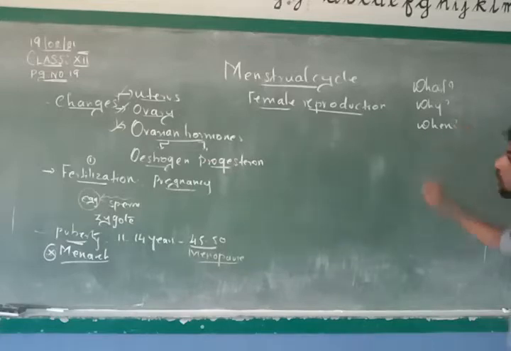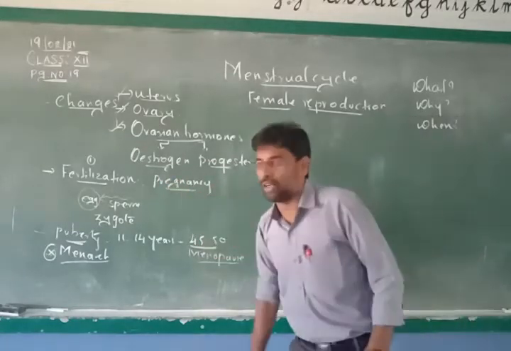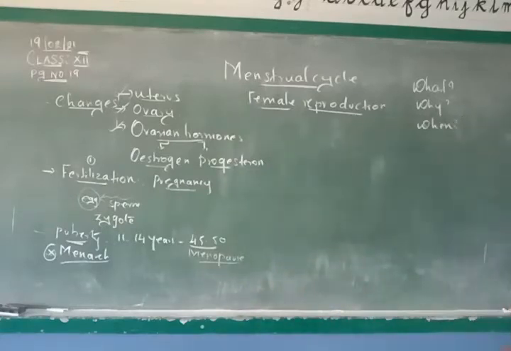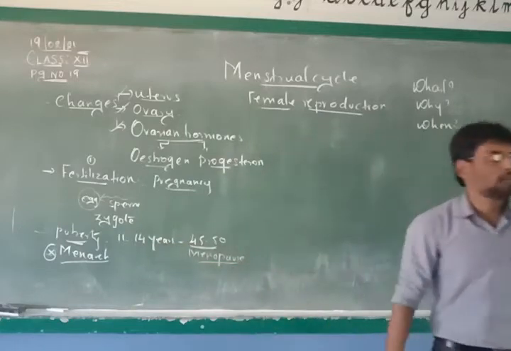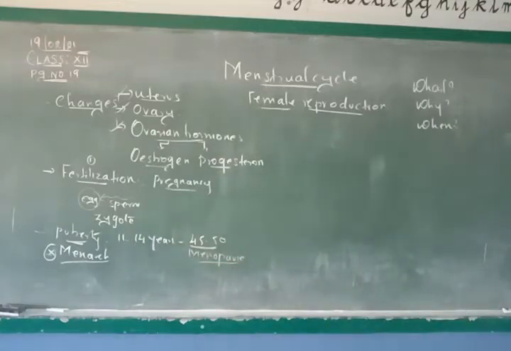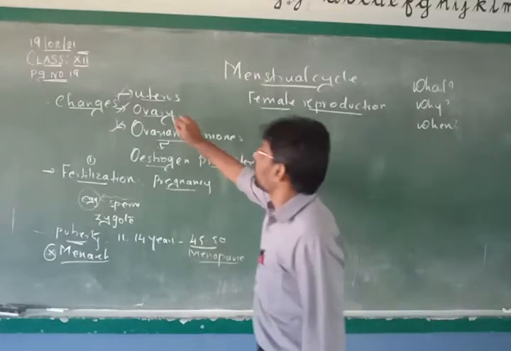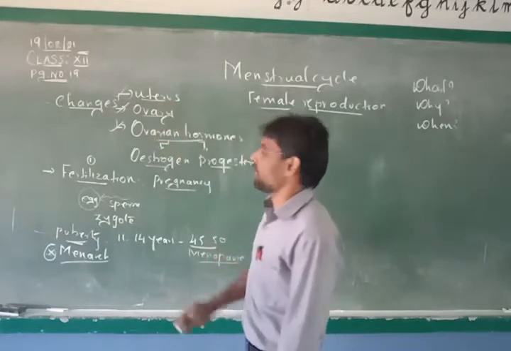And why should it happen? For two reasons, for fertilization as well as for pregnancy. And the third one is when this menstrual cycle should take place. It starts at puberty, between 11 to 14 years, and stops by 45 to 50. That is called menopause. And the starting of the menstrual cycle is called menarche. This much you are clear? You understand? Right. So now we will be discussing these changes in detail.